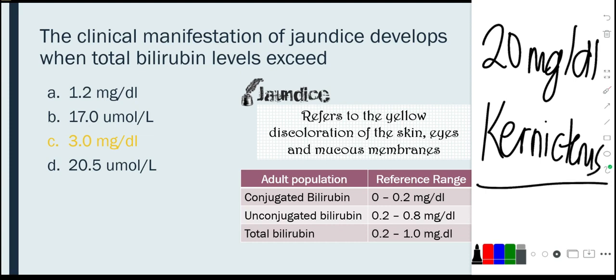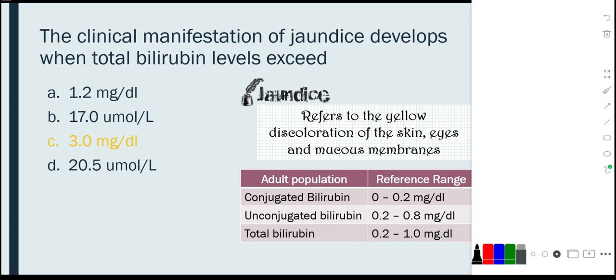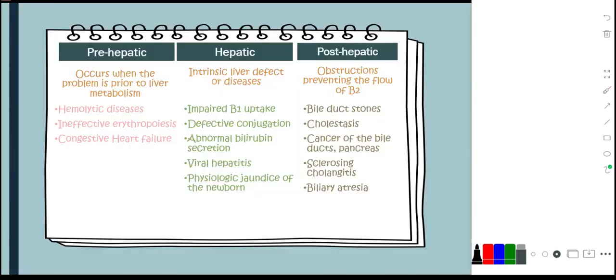So kernicterus is defined as the accumulation of your unconjugated bilirubin in the nerve tissues or your brain tissues, which is very fatal as this could cause death in infants. Now, we have mentioned jaundice being classified as prehepatic, hepatic, and posthepatic. This classification is based on the specific cause of jaundice. Why is it that we have an increased B1 or increased B2?